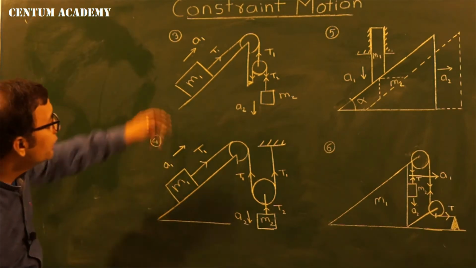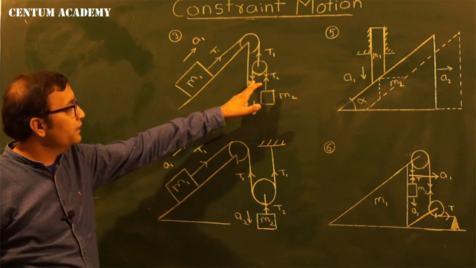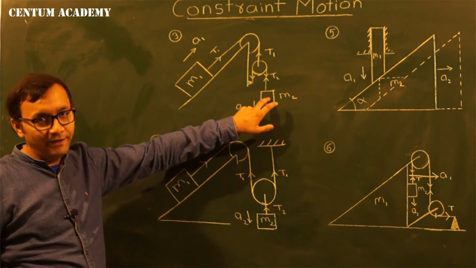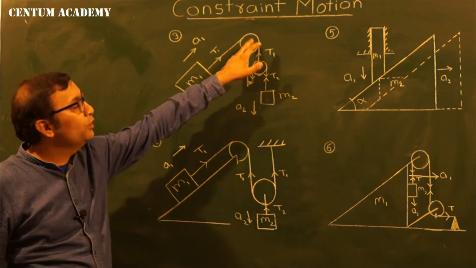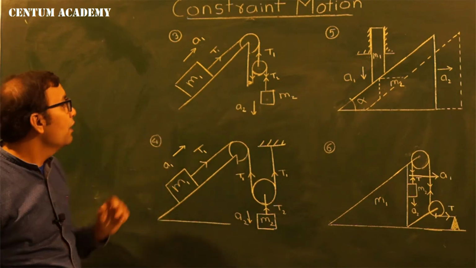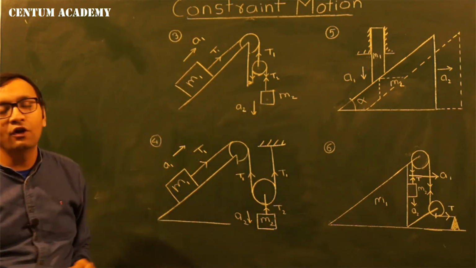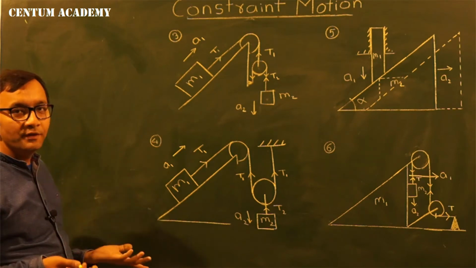Now look at the third question. In the third question, there is a hinge which connects the string from here to the movable object M2, and this pulley is also movable, whereas this pulley is fixed. Fine. I need to find out the relation between this acceleration and the acceleration of M2. Fine. So work done by tension should be 0.